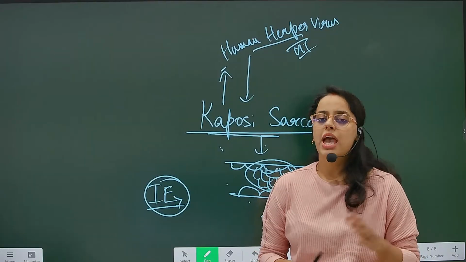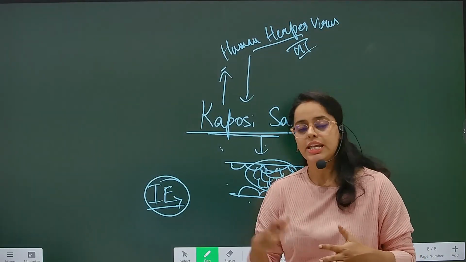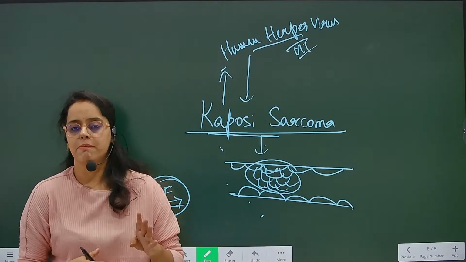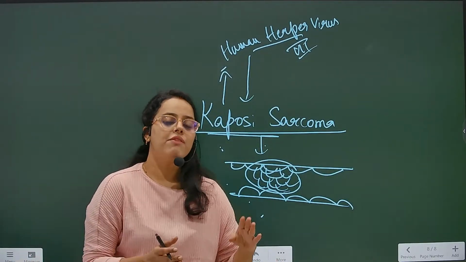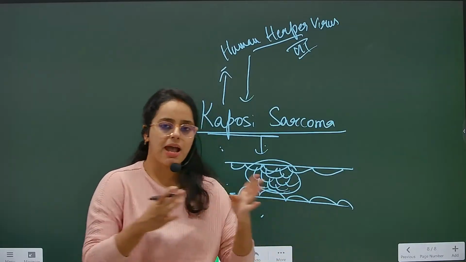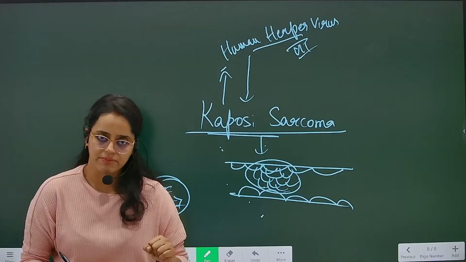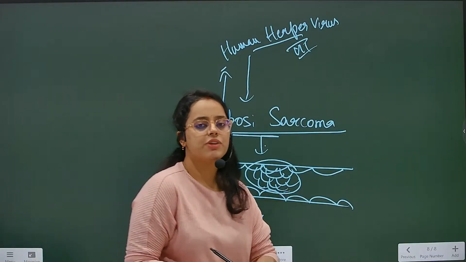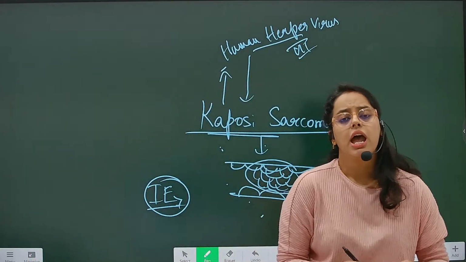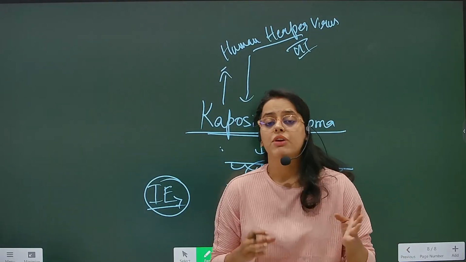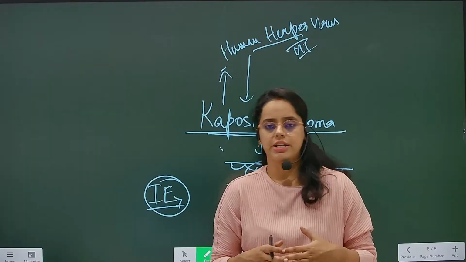So we have learned about innate immunity in detail. In our next class, we are going to learn about acquired immunity, active and passive immunity, the difference between active and passive, and the structure of antibodies.